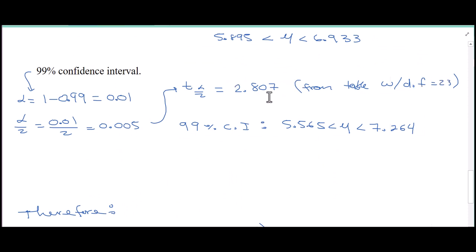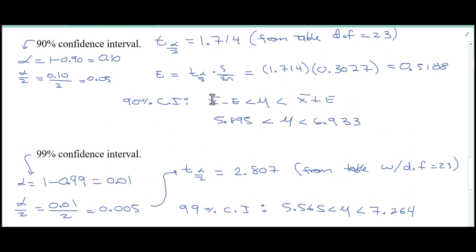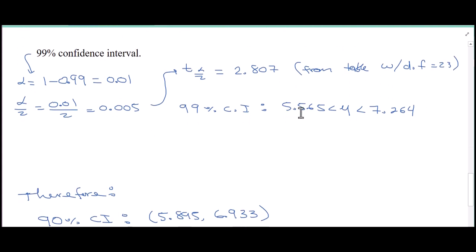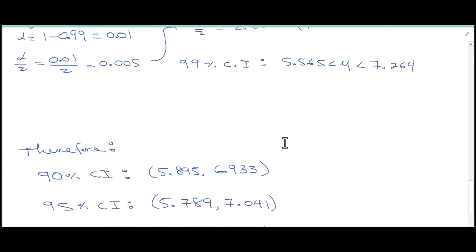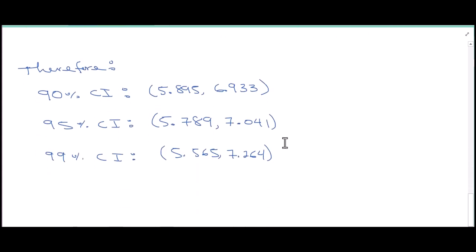Then do the same thing as we did up here. The sample mean minus the margin of error gives you the lower limit, and the sample mean plus the margin of error gives you the upper limit. So this is our 99% confidence interval. Therefore we have the 3 confidence intervals here, and I wanted you to compare them.